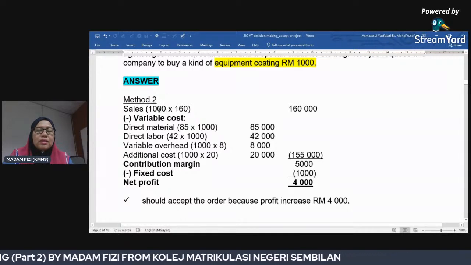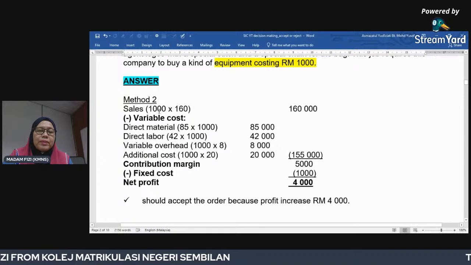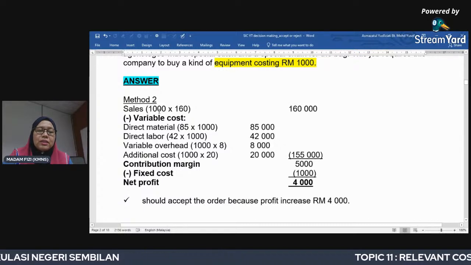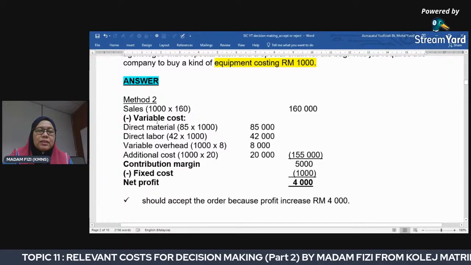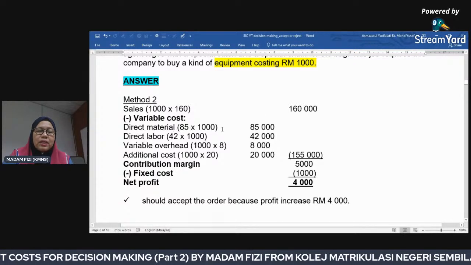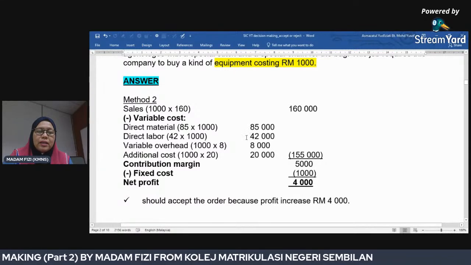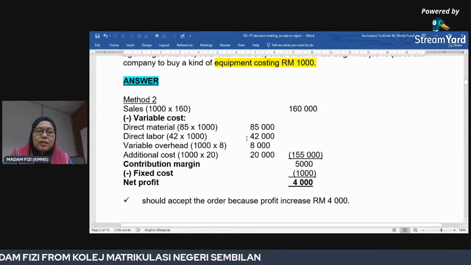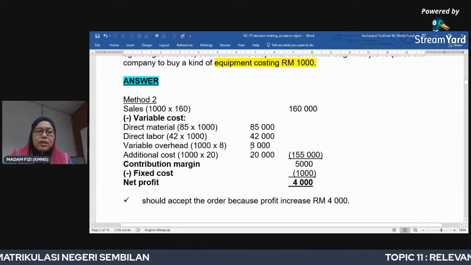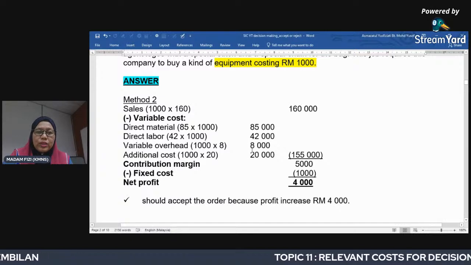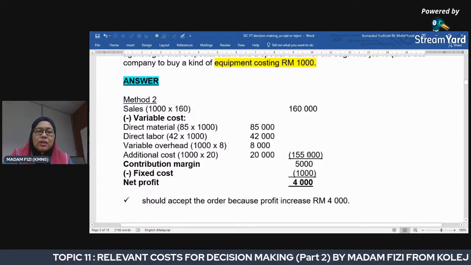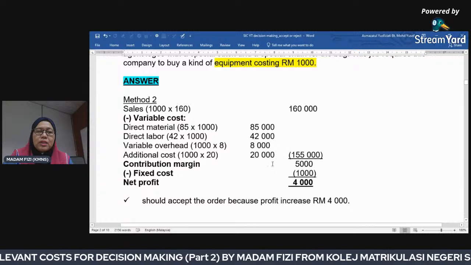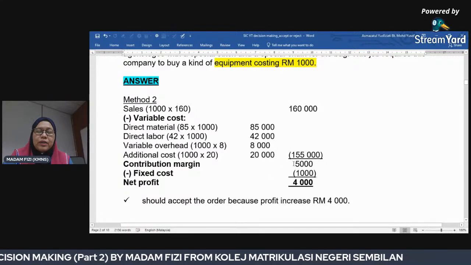Okay, so sales, the relevant cost yang berbeza antara asal dengan special order is the special order. That 1,000 unit times 160. So the sales is 160,000. Minus the variable cost, that is the direct material cost, 85,000. The direct labor cost is 42,000. The variable overhead cost is 8,000. And then the additional cost just now is 20,000. So total cost is 155,000. So sales minus variable cost equals to contribution margin 5,000.